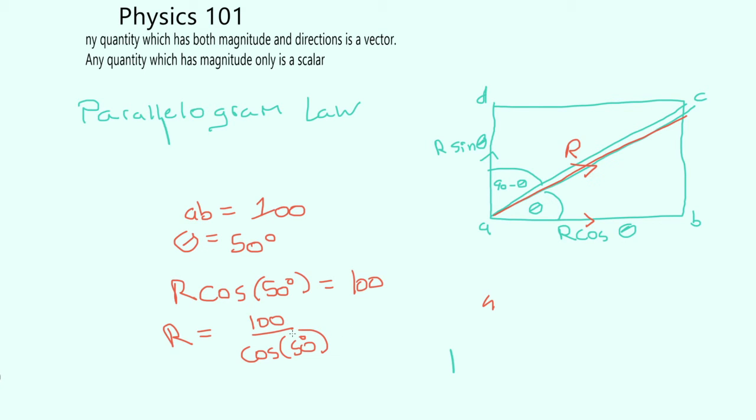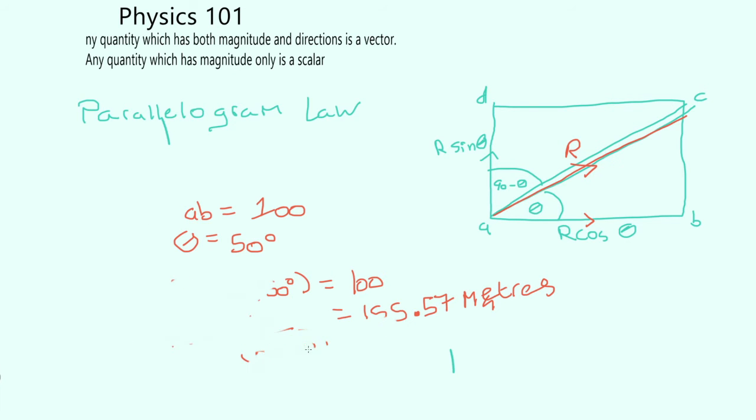Now if we enter it on the calculator, 100 over cos 50, and if we enter that now, we get R equals 155. And we'll go with meters, as meters is the standard unit. Alright, so we can rub that out now. We'll get our eraser tool.